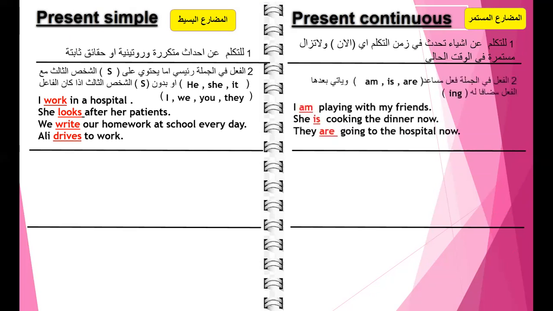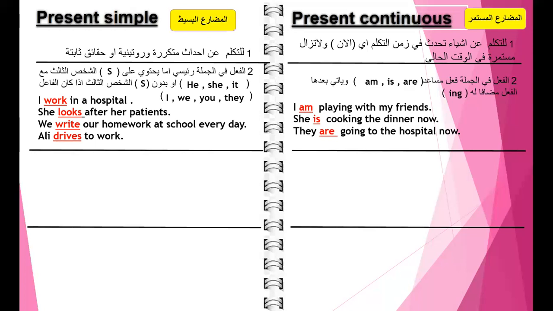While in the present continuous we have two verbs, عندي فعلين. The helping verbs اللي هما am, is, are and the main verb with ing والفعل الرئيسي يكون مضافا له ing. I'm playing with my friends. The first verb is am. The second verb is playing ضفت له ing. She's cooking the dinner now. استخدمت الفعل المساعد is وأضفت ing للفعل cook.